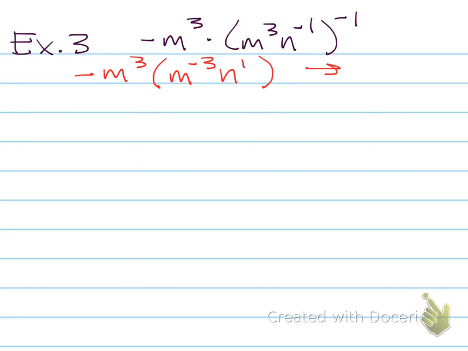And then we're going to multiply -m cubed times each one of the factors in the parentheses. Negative times a positive is a negative. m cubed times m to the -3 will cause us to add those exponents. 3 plus -3 is just 0. And then there's nothing to multiply the n by, so that stays the same. Anything to the 0 power is just 1. So -1 times n to the 1st power is just going to be -n.